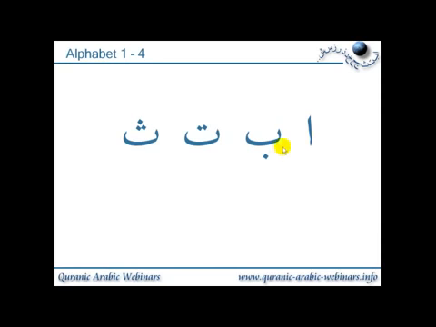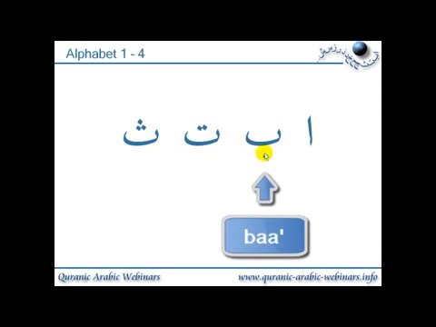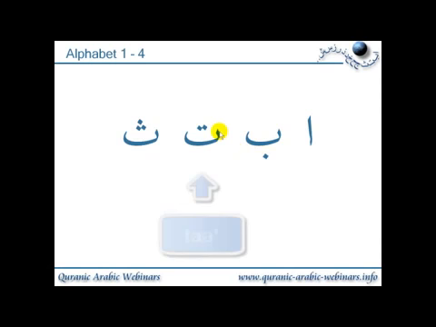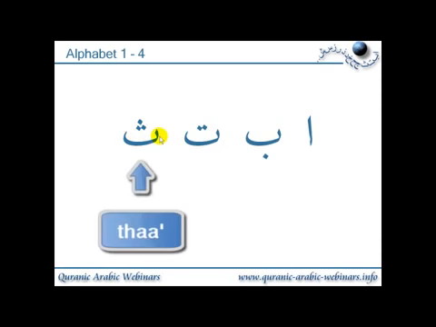The next 3 all share the same basic shape, but the number of dots vary. So the first one here is ba, and that has 1 dot underneath. The second one is ta, 2 dots. And the third one with the 3 dots is tha.